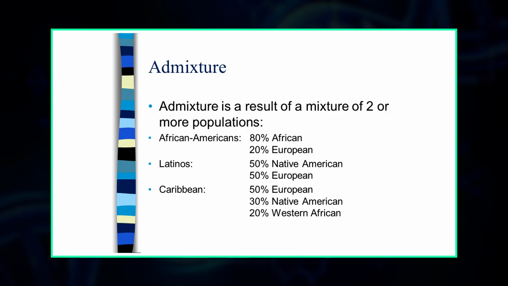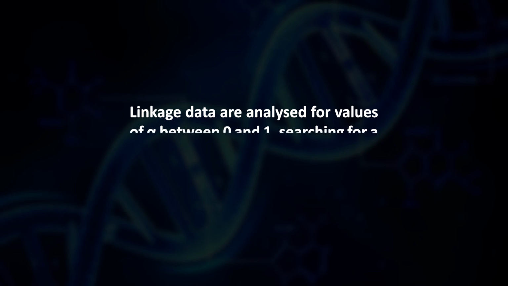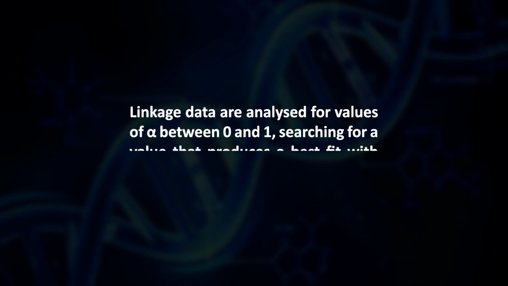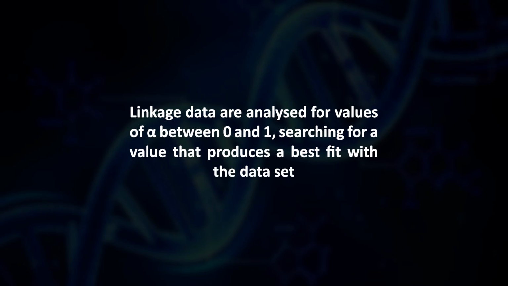This assumes that a group of families consists of 2 subsets, a proportion alpha that is linked to the locus and a proportion 1 minus alpha that is not. Linkage data are analyzed for values of alpha between 0 and 1, searching for a value that produces the best fit with the data set.